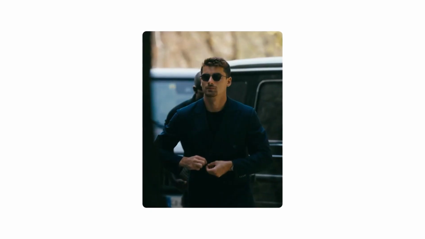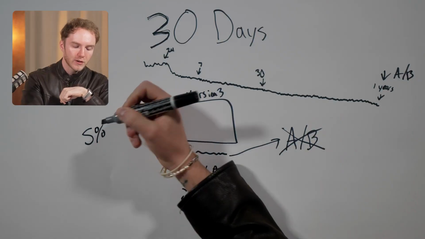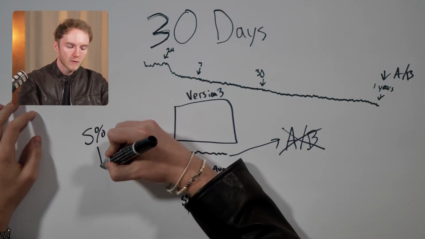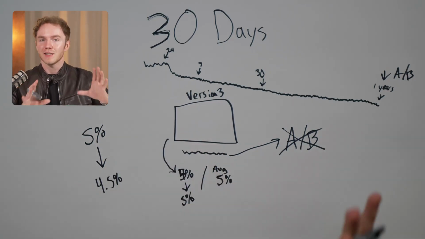What the best channels in the world do, for example, Iman Gadzhi, is he has a team continuously monitoring all of his videos, and he's constantly seeing if they drop below his average CTR. His average CTR is around 5% long term. So if any video on his channel drops below 5%, so let's say that we have a video here, if the video drops below 5%, into 4.5%, he will completely change up the video.